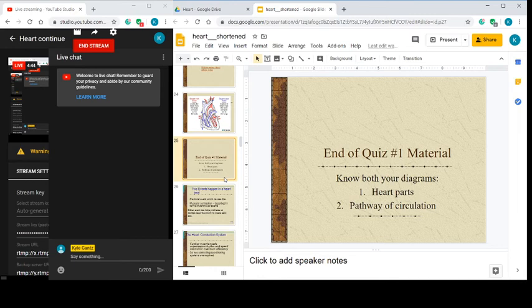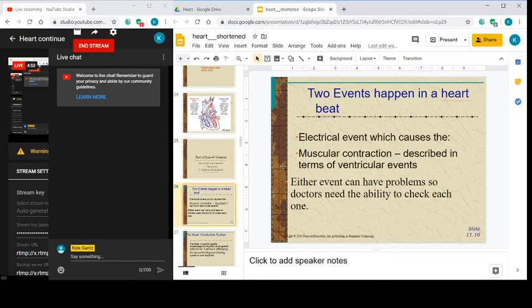And now we're going to get into this whole electrical portion of the heart. So we know that muscles contract because of electricity, right? They get stimulated and it causes the muscles to contract.